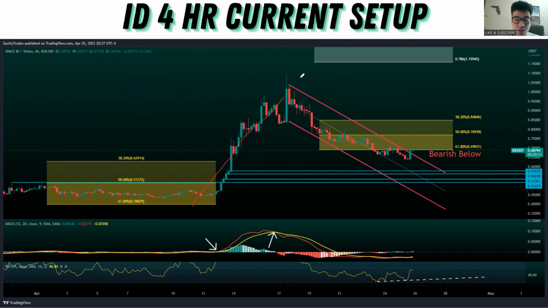Essentially, if we break down below these levels and flip the 61.8 to resistance from support, we're going to be bearish below there, and most likely we're going to retest some of our previous lows around 0.576, 0.560, 0.533, and 0.51475. Those are our next major areas of support to the downside.